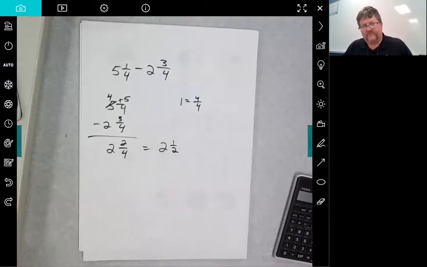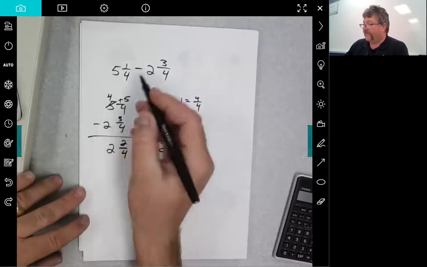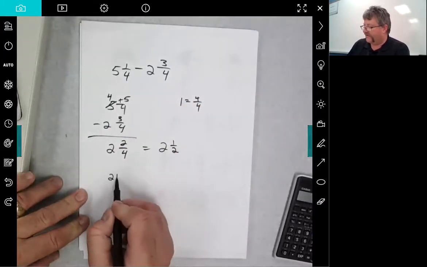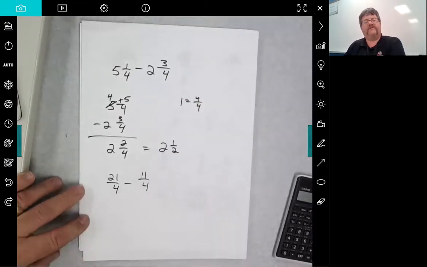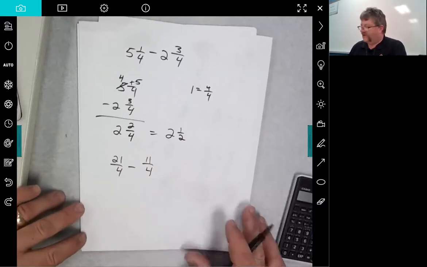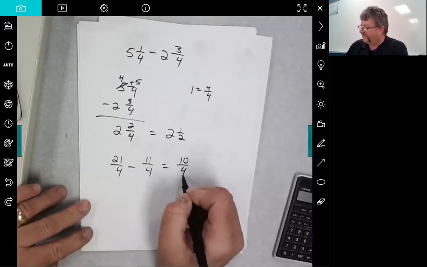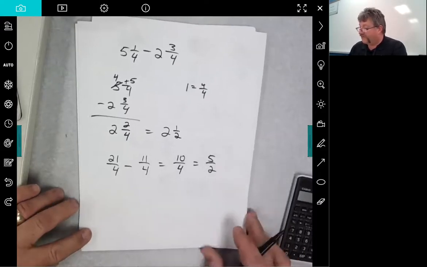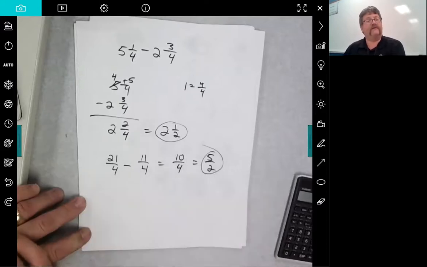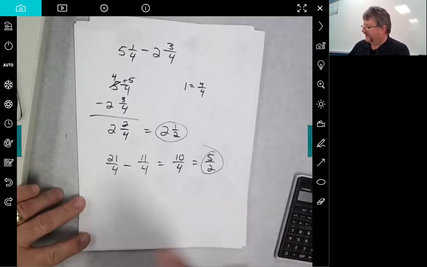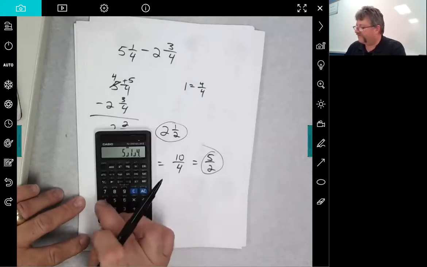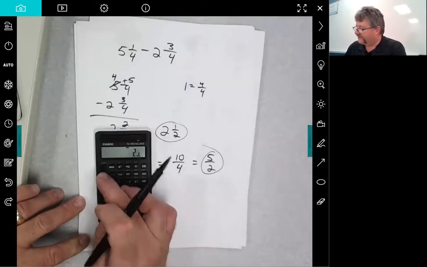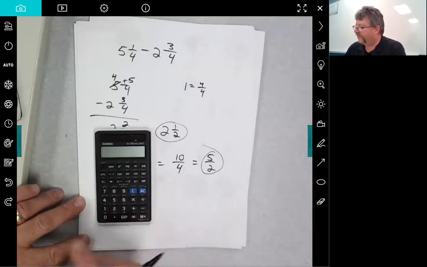I prefer just to turn them into improper fractions, personally, when I'm doing it by hand. So how would I turn that into improper fractions? It'd be 21/4 minus 11/4. Okay, so now there's no borrowing or anything. It's simple subtraction. 21 minus 11, I'm going to get 10/4. Which I can reduce to 5/2, which I can turn into the mixed number of 2 1/2. All right, to me, it's a little easier that way. Of course, we got the good old calculator here. 5, fraction button 1, fraction button 4, minus 2, fraction button 3, fraction button 4, 2 1/2. Okay, all good.